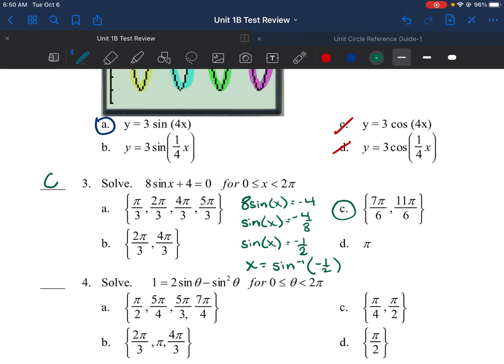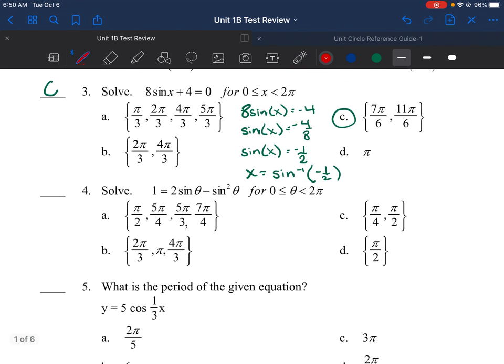All right, next, looking at problem number 4. 1 equals 2 sine of theta minus sine squared of theta. Now, I'm going to go through and handle this graphically. There's a couple ways you can do this. I'll show you another method that we can use, but let's handle this graphically first.